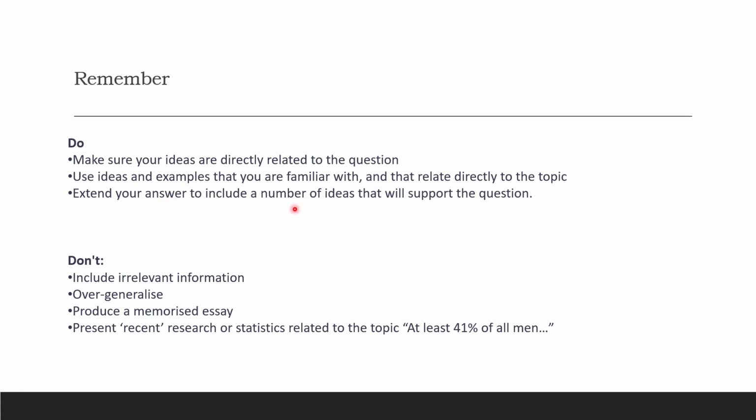Extend your answer to include a number of ideas that will support the question. Don't include irrelevant information. Don't try to overgeneralize that everybody does this or all the individuals do this. Don't overgeneralize. Don't produce a memorized essay. Don't present recent research or stats related to the topic, like at least 41% of the men believe this thing. Most IELTS students involve themselves in this practice, that they present the percentages, but avoid them.